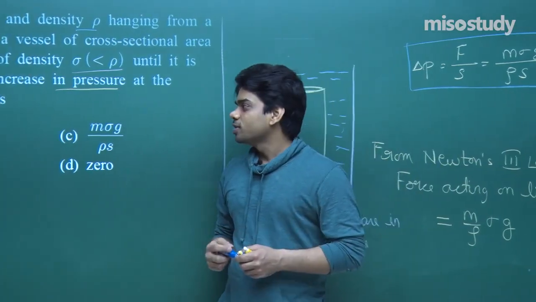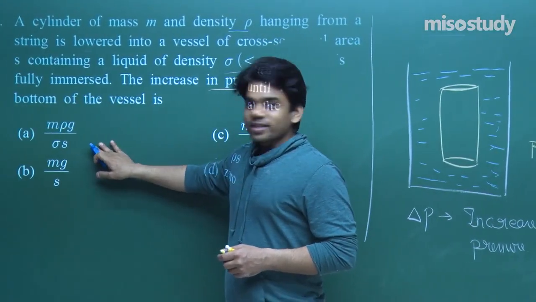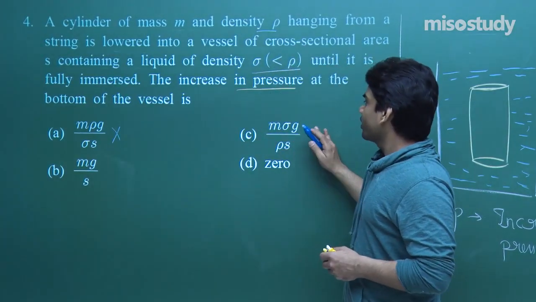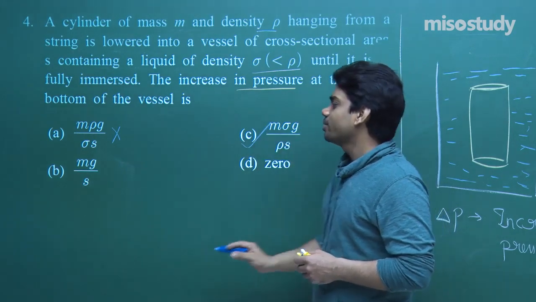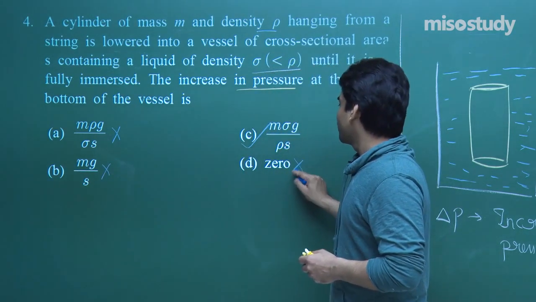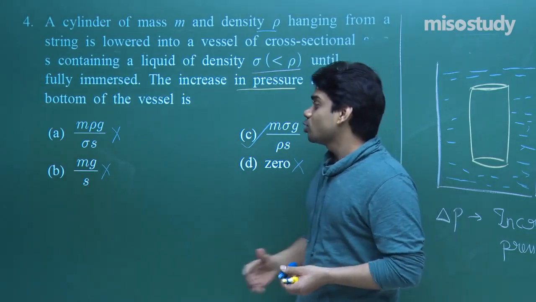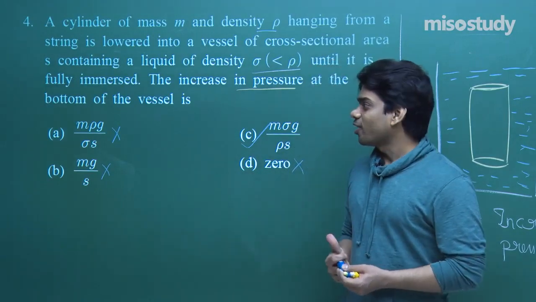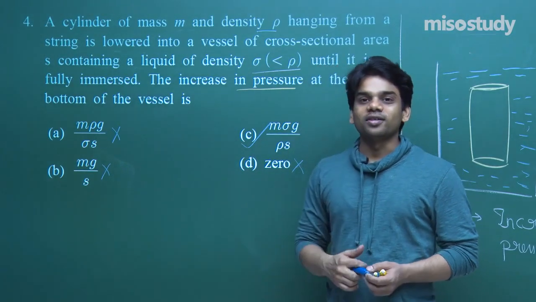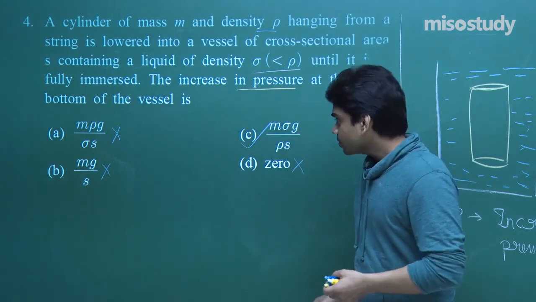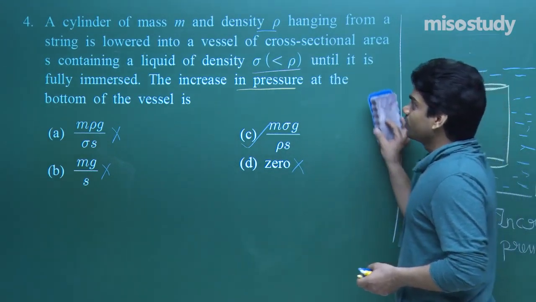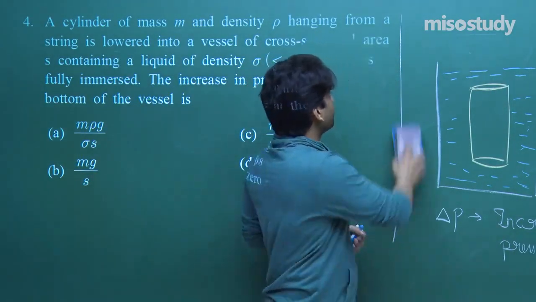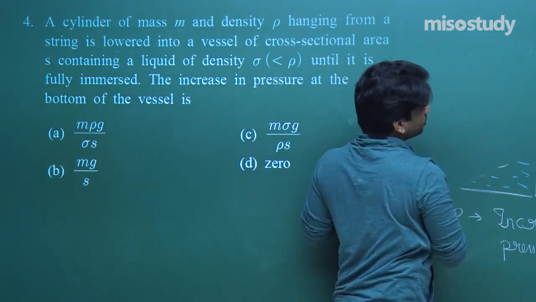Let's comment on the value. M sigma G by rho S, and here we have m rho G by sigma S, so incorrect. And here we have m sigma G by rho S, option C is correct, mg by S incorrect, 0 is incorrect. Sometimes you may be thinking that mg by S will be the answer. It's force upon area, mg by S, but no, you have to think accordingly. This is the answer as we proceeded, and we got this m sigma G by rho S. Hope that you have got to know. Very good question, and this would let you understand a different kind of concept that can be used in this chapter.